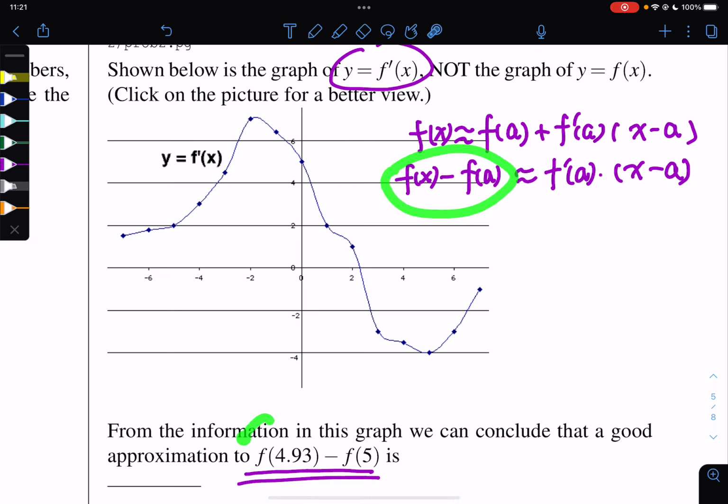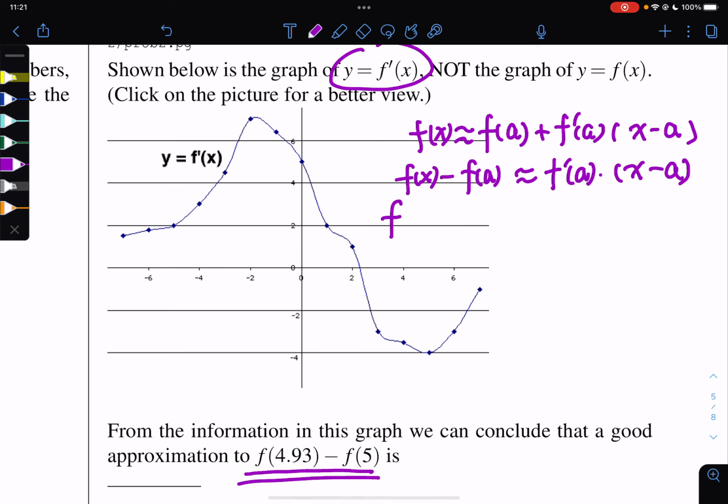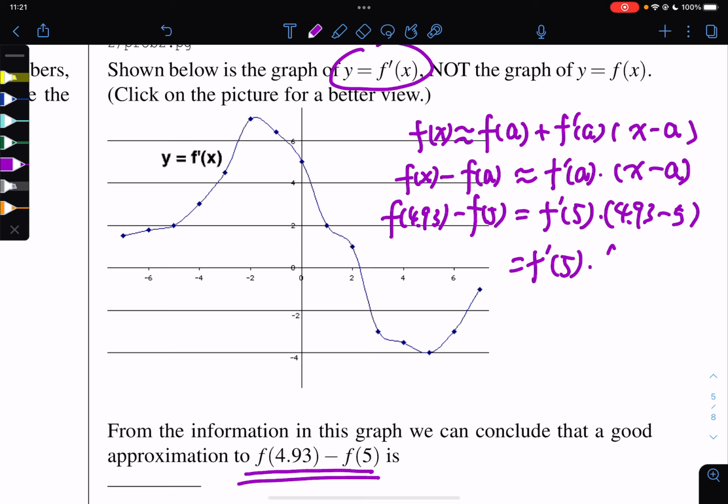So if you compare those two expressions, it's quite obvious a is supposed to be 5, x is supposed to be 4.93. So I have f of 4.93 minus f of 5 is f prime of 5 multiplied by 4.93 minus 5. Namely, it's f prime of 5 multiplied by negative 0.07.